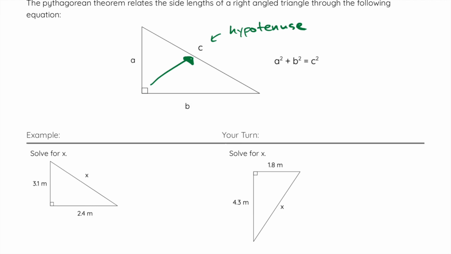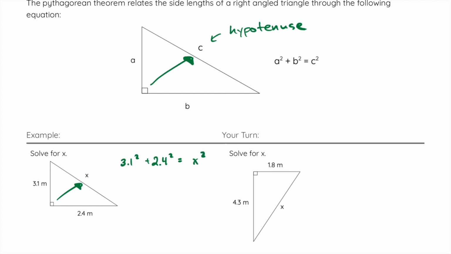So we're going to look at some examples of applying Pythagorean theorem. The first example here, we see that the x value, the unknown, is across from the right angle, which makes that the hypotenuse. So we know that the x is going to be on its own in the equation. So to set up this equation, we would end up with 3.1 squared plus 2.4 squared equal to x squared.